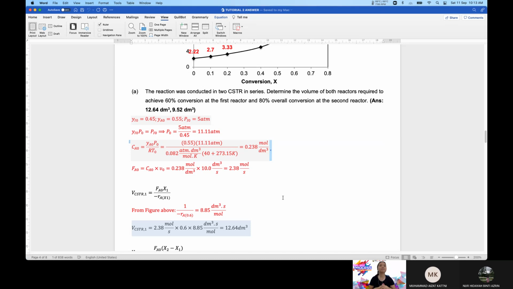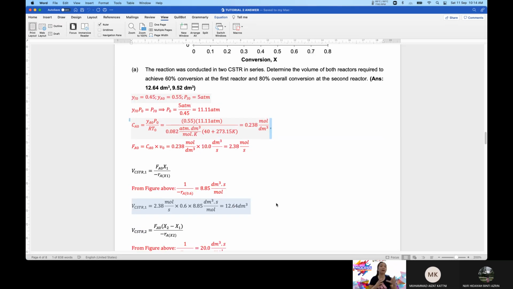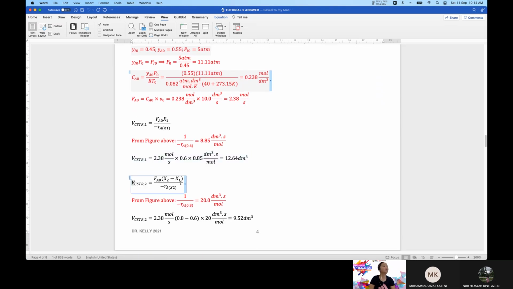So soalan ni dia tak susah sebenarnya, tapi dia reverse. Nak cari FA naught kena tahu CA naught, nak cari CA naught kena tahu P naught. So sort like reverse equation where you have to know how to connect the questions. Okay, then you go to the second part. Volume CSTR kedua dah senang lah, sebab volume CSTR 2 equals to FA naught yang tadi kita dah cari. So FA naught tu kita settle.